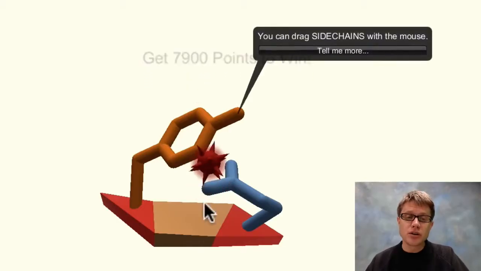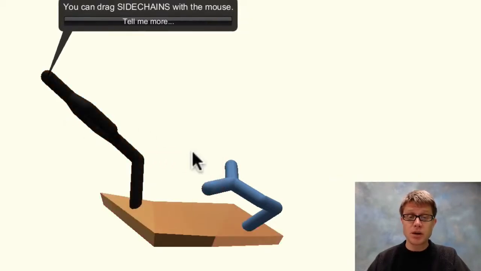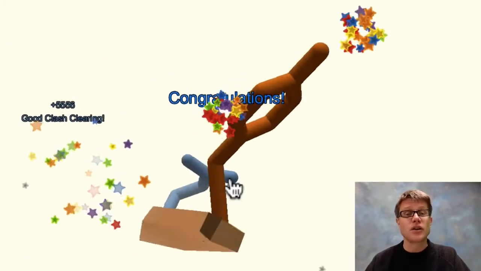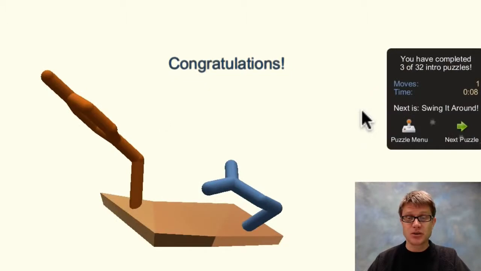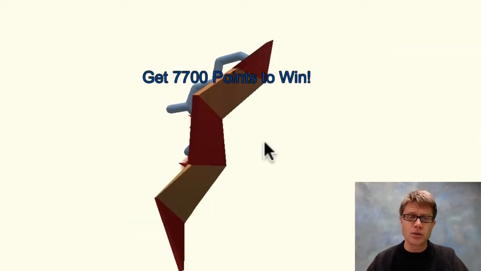And so in this program, what you're given is a simple polypeptide. So we have 2 amino acids, and then this is going to be the R group. And what you do in this video game is you try to make the R groups happy. And so I've already cleared level 1. So let's go on to level 2. Next puzzle. You can download this for Mac, Linux, and Windows.